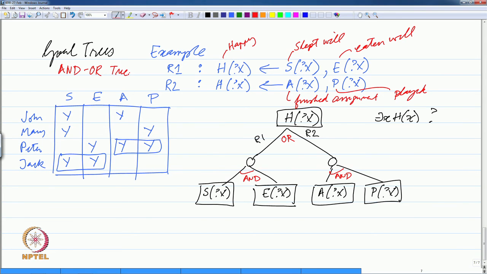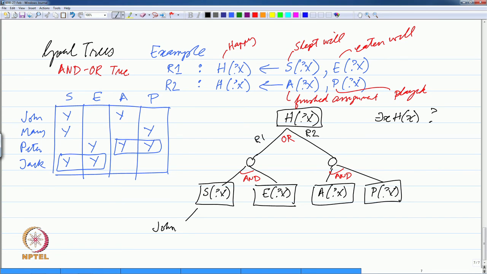So, such a tree is called an AND OR tree, and we have studied it. If you have done the AI course, you have studied AND OR trees, but essentially what happens in backward chaining is that the space that you generate is that of an AND OR tree essentially. And then the data that we have, we can just plug it in here. So, John is here.